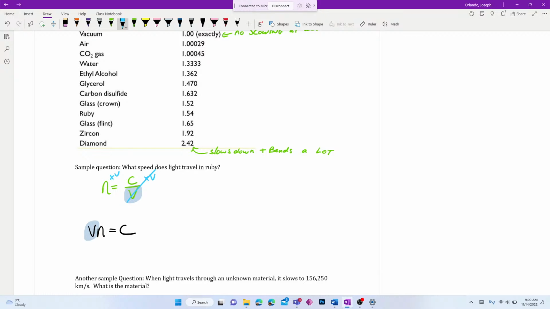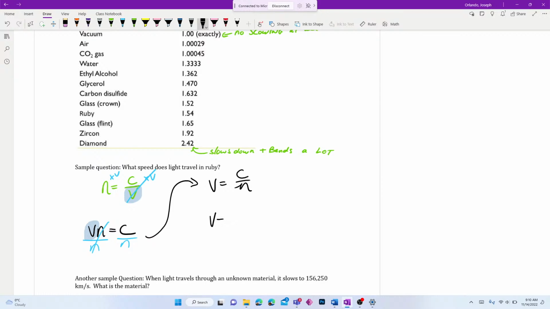Divide both sides by n. And so my equation that I can work with is V equals C over N. And again, I want you guys to start getting comfortable with algebra, but this isn't an algebra course. If you knew the equation and needed help with the algebra, I'd help you. Does that make sense?